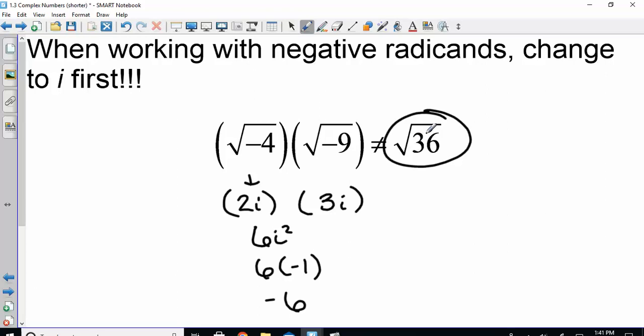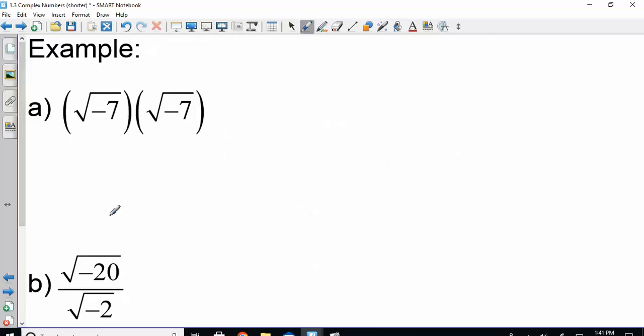So if you're doing any multiplying with radicals, you need to pull your i's out before you put those radicals together. All right, so let's try.